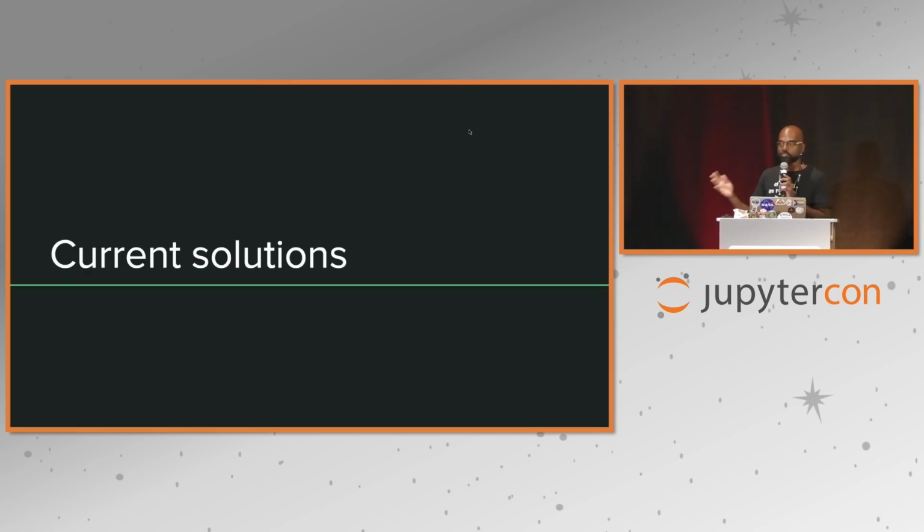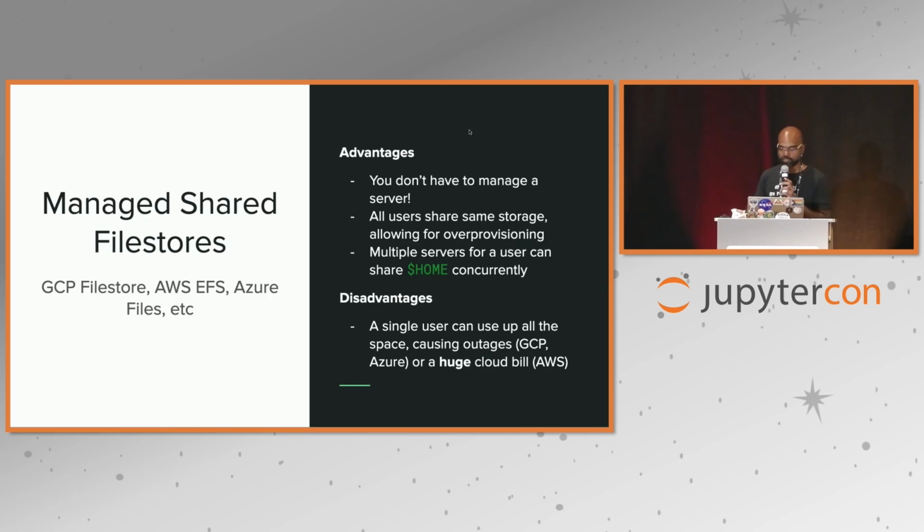So the current common solution when using this in the cloud is a managed shared file store. Like on GCP, it's Filestore, on AWS, EFS. It's great because you don't have to manage a server. All users share the same storage, so you can handle over-provisioning. We'll talk more about that later. And multiple servers for a user, so you have a GPU server and a CPU server, can use the same file system at the same time.